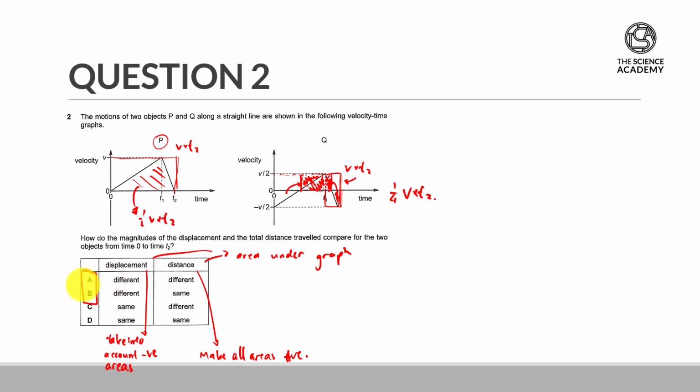So as a result, the distances are also going to be different. So our answer is going to be A.